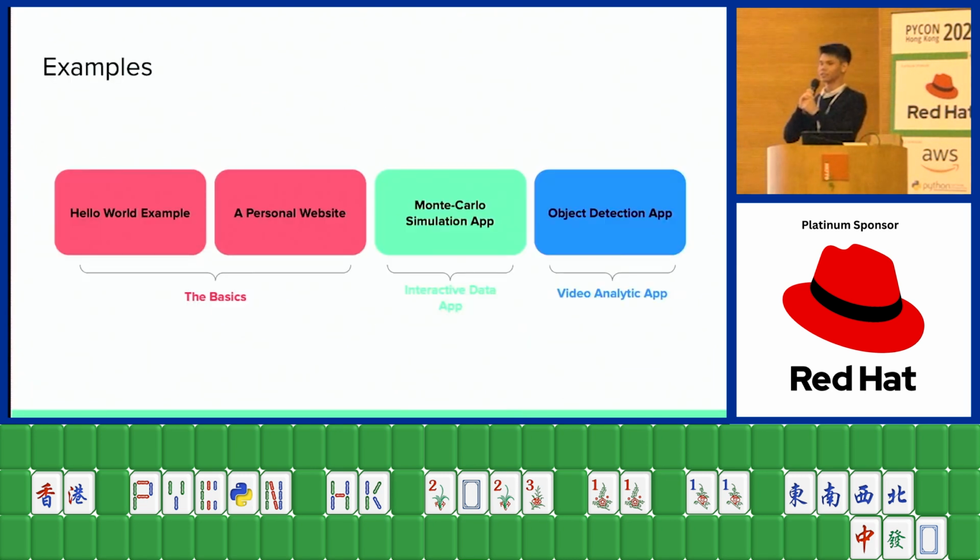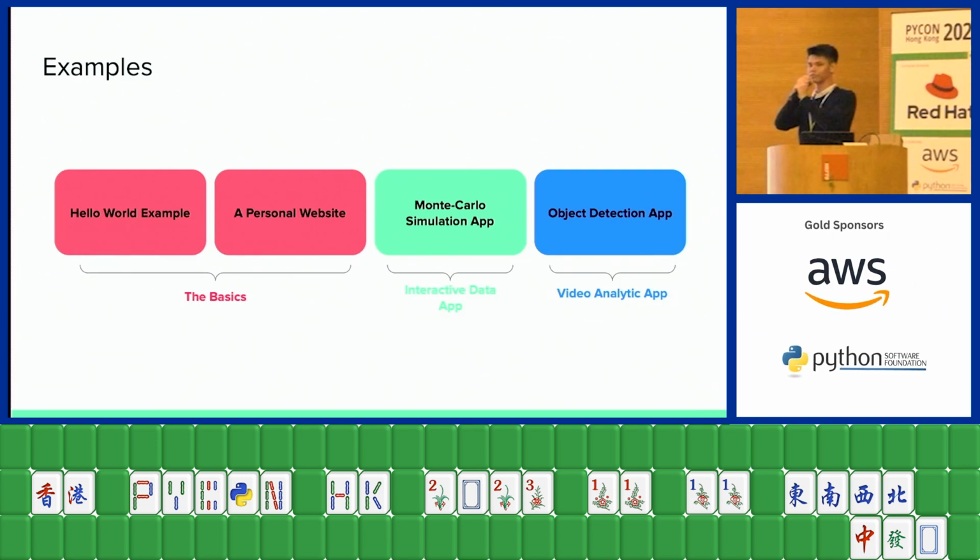But learning a new library could be quite puzzling because there are a lot of different APIs and you need to read through a lot of documentation. So today I hope to give a gentle introduction to Streamlit using a few examples. Firstly, I will go through the basics, then I will develop an interactive data app, and lastly, I will showcase a video analytic app.